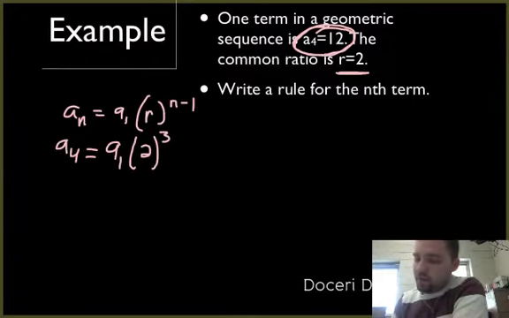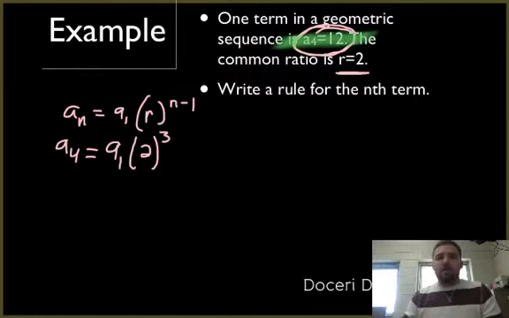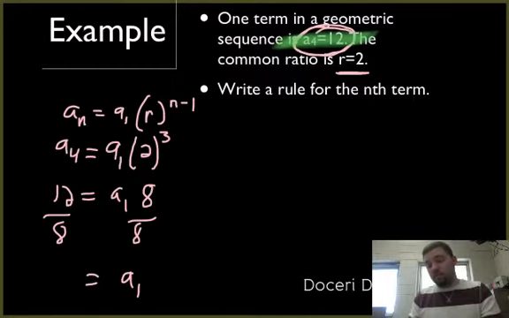So you're thinking, I have a sub 4, a sub 1, what am I going to do? I've got two variables. But remember, up here we said a sub 4 is 12. So I can plug in 12 for that, and I'll write it out this time. 12 then equals a sub 1 times 2 to the 3, which is 8. And if I divide both sides by 8, I get a sub 1 equals 12 over 8, which reduces to 3 over 2, or 1.5. So now I've got a sub 1, and I've got my common ratio also.